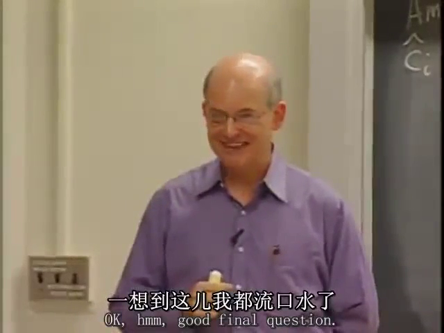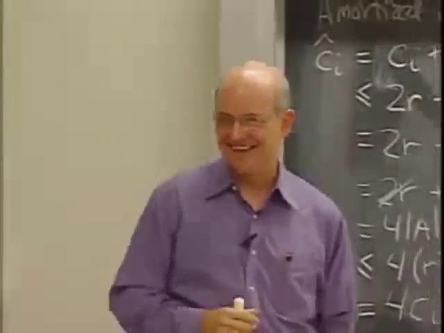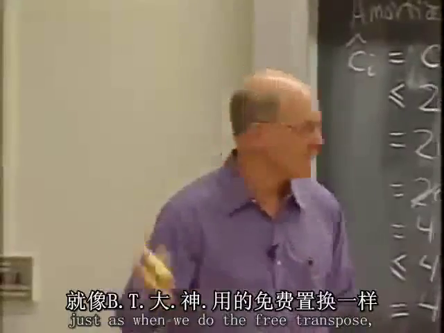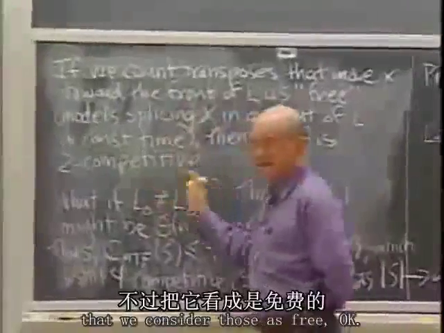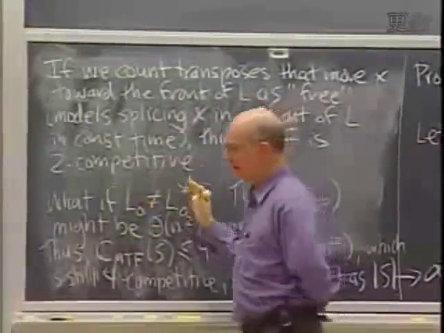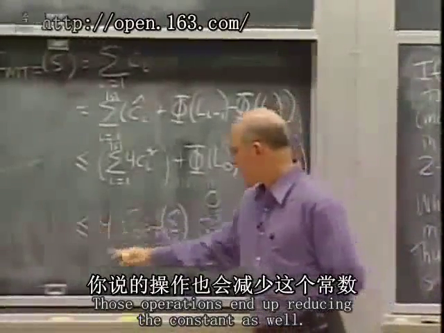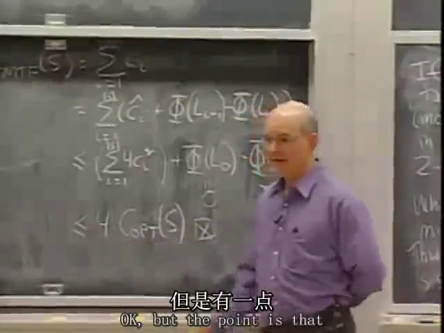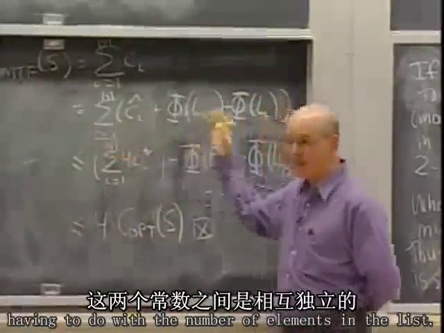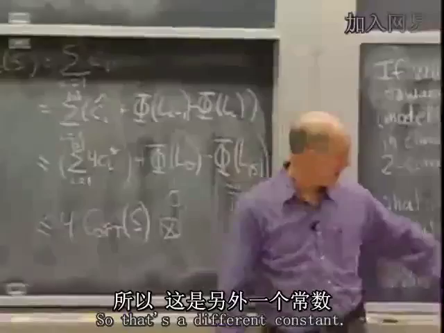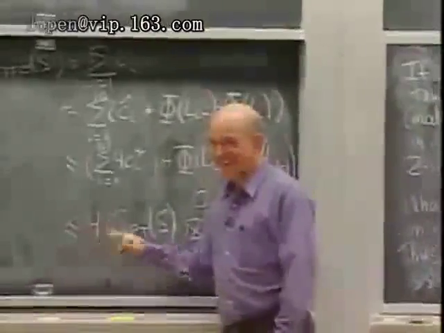Yes, it'll affect the constant here, just as when we do the free transposes, when we move things towards the front, that we consider free. Those operations end up reducing this constant as well. But the point is that this constant is independent of the constant having to do with the number of elements in the list. So that's a different constant.